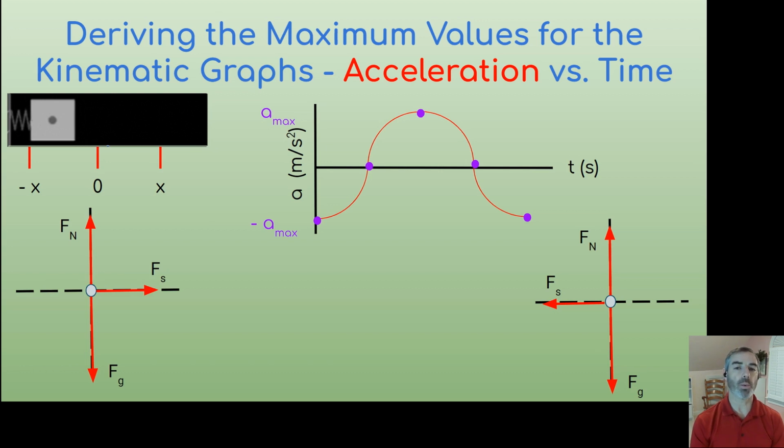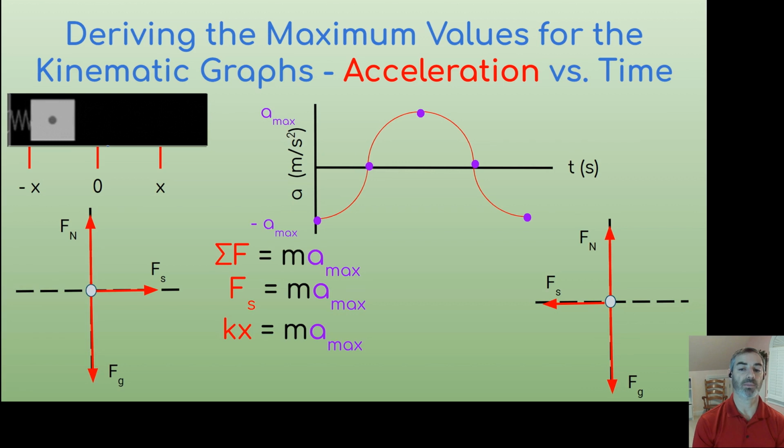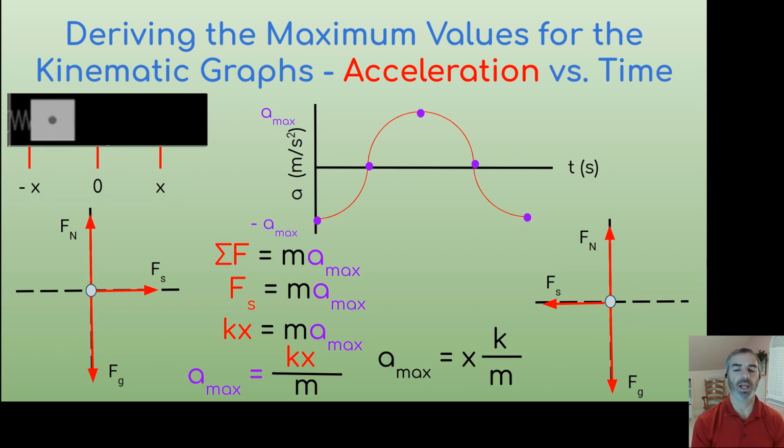So it doesn't really matter which free body diagram we use, because the spring force is the only force that's causing that acceleration. So we start with Newton's second law, F equals ma, and we know that that force is the spring force to provide that maximum acceleration. Well, we also learned that the spring force is k times x. So now we're set up, we can solve for our acceleration max value, which is kx divided by m. And we're going to write that x value out in front. And again, you'll see why. So a max is equal to x times k divided by m.